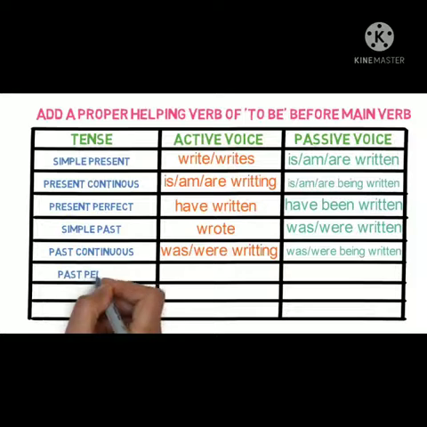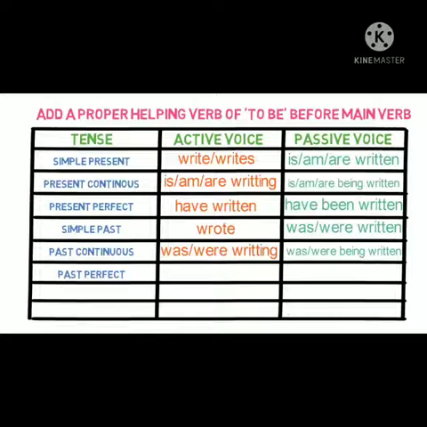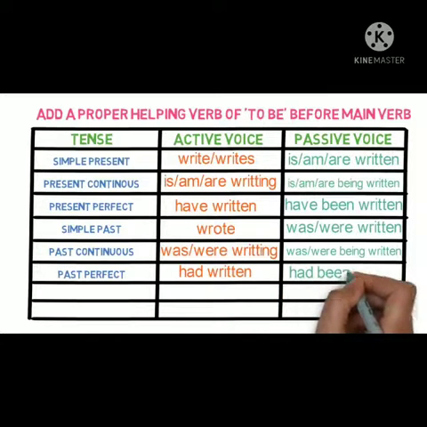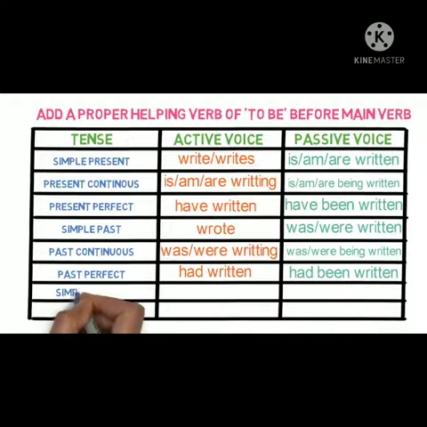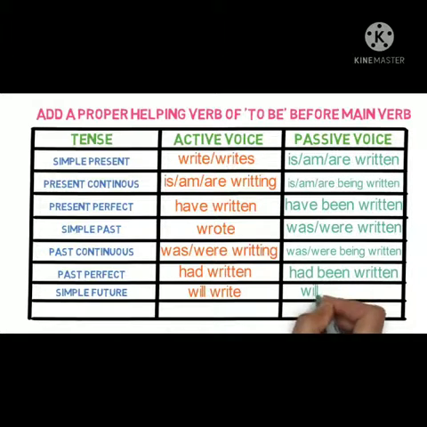For past perfect tense, in active voice, we use had written, while in passive voice, we use helping verb been after had and written, which is the verb's third form. For simple future tense, in active voice, we use will write, while in passive voice, we use helping verb will be and written, which is the verb's third form.